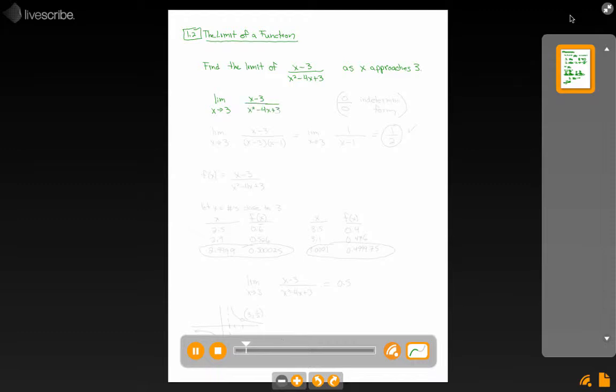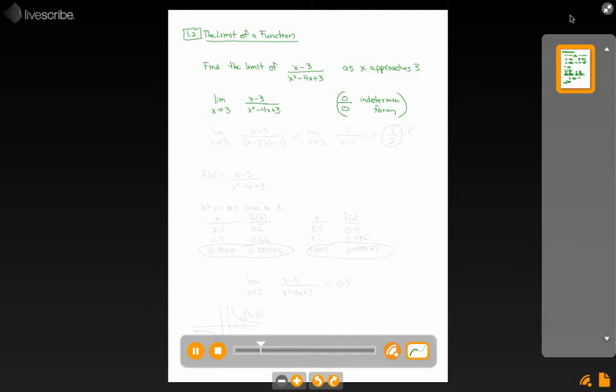Now, the first thing I think is, well, if this function was defined at x equals 3, this would be a piece of cake. I just put in 3 and see what it equals. If you try that, you're going to get a problem, because you're going to get 0 divided by 0. And the 0 divided by 0 problem is a real common calculus problem. You run into 0 divided by 0 quite often. Some people call it indeterminate form.